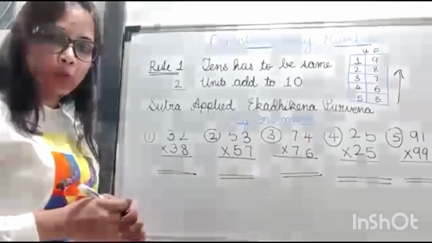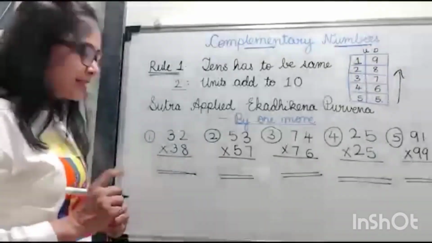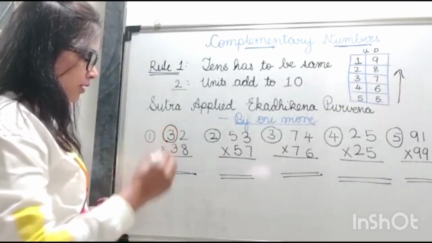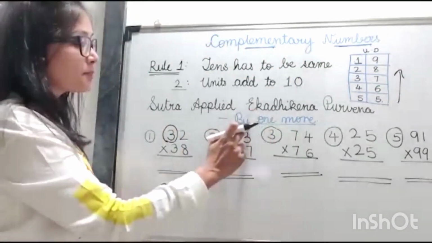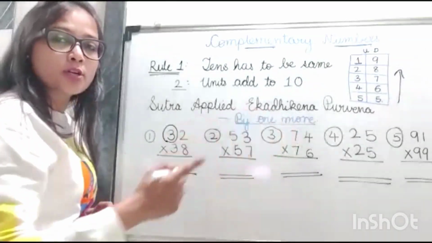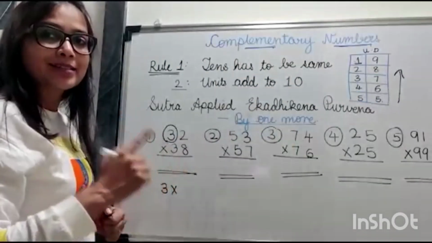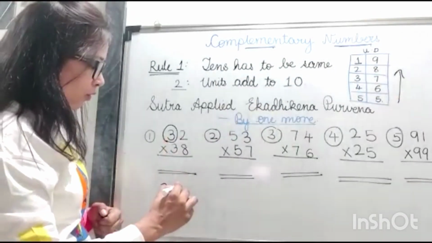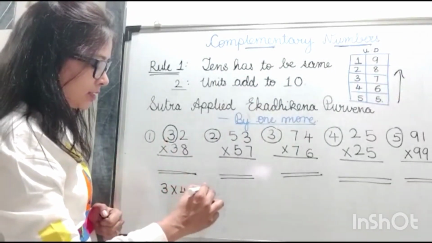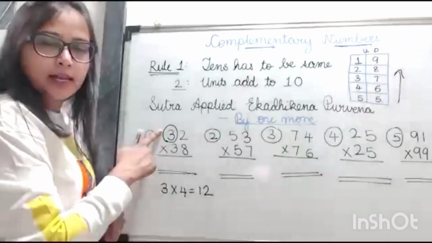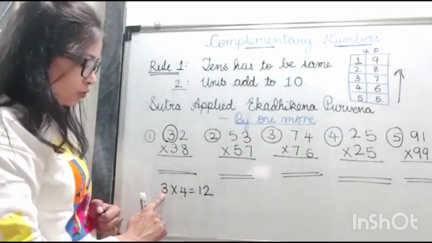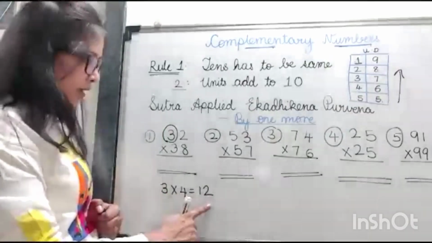Now step number 1 is you will look at your tens digit. The tens digit is 3. Ekadikena means by one more. So what is 1 more than 3? That is 3 plus 1, that is 4. I'll repeat. The Ekadikena of 3: add 1 to it, that is 4. So 3 multiplied by 4 is 12.